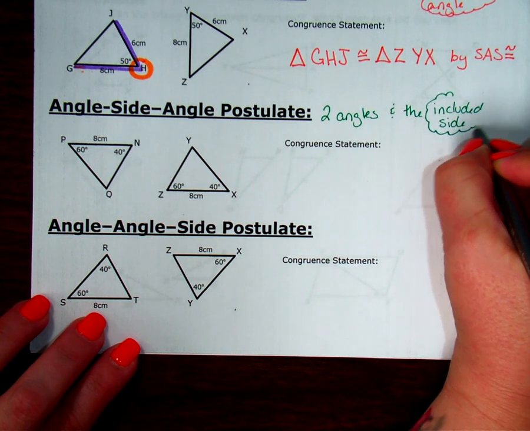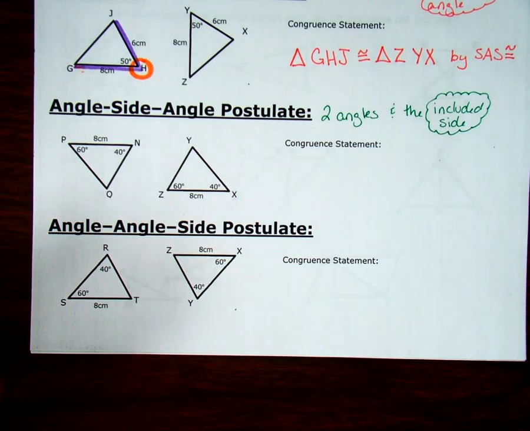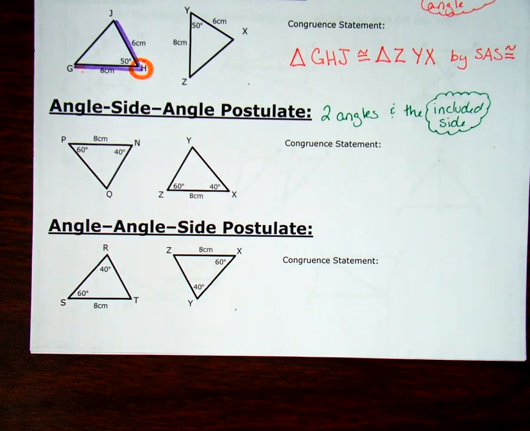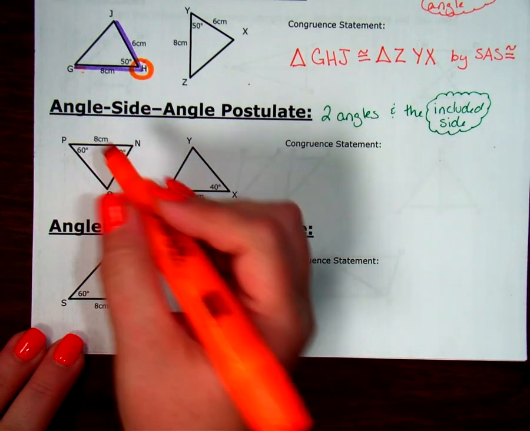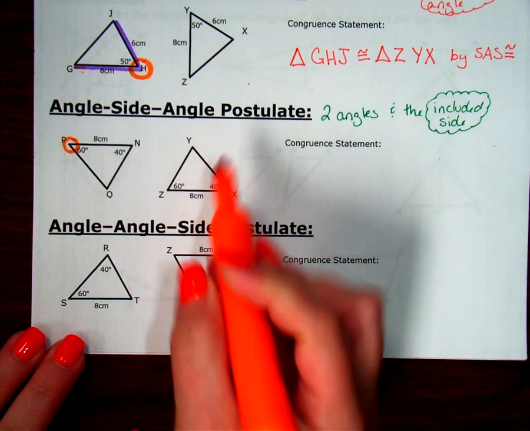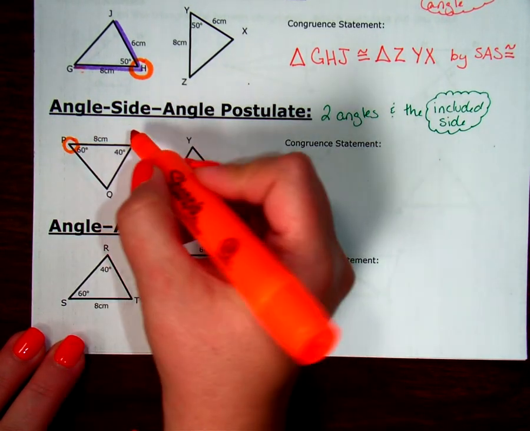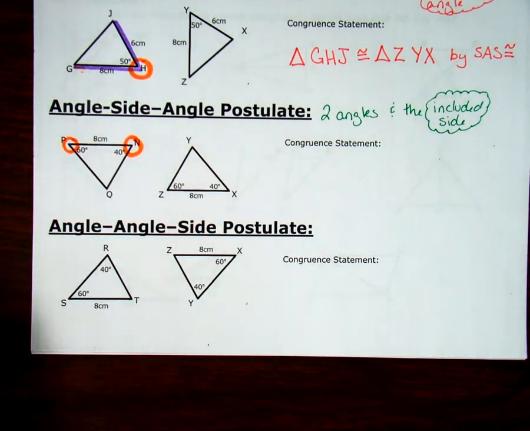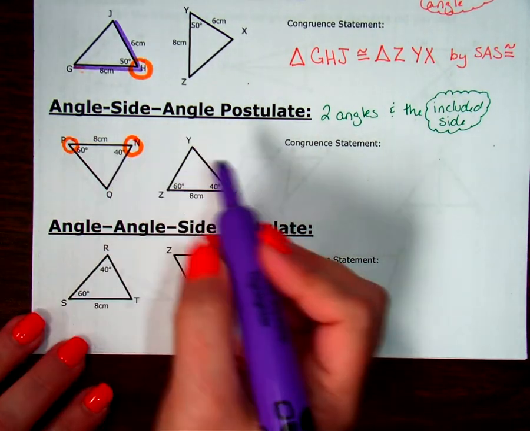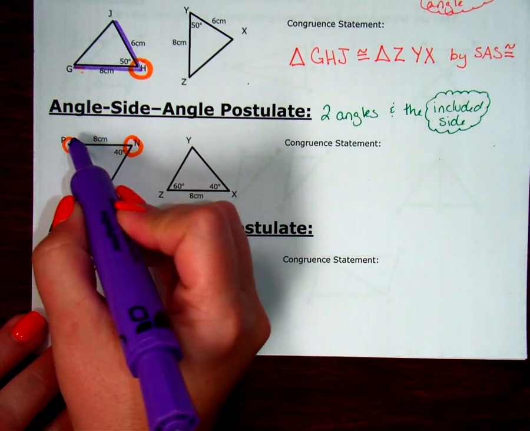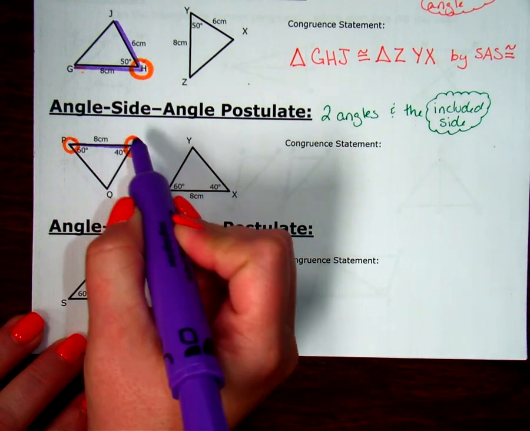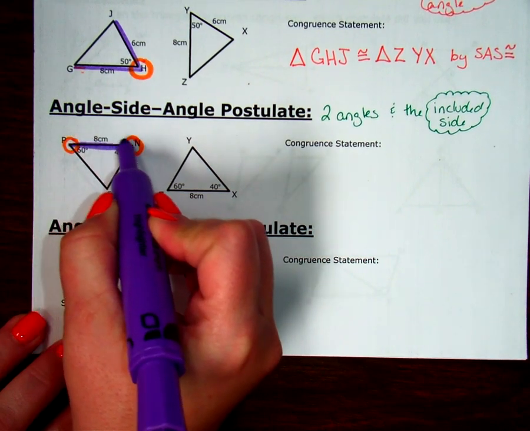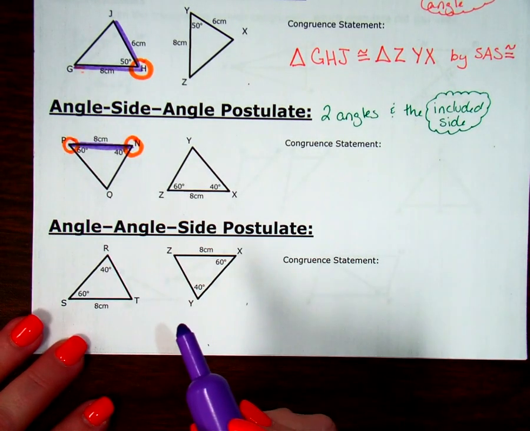So last time we looked at an included angle, this time we're going to look at an included side. So when I look at my angles, I can see I have P is 60 degrees and it matches with Z. N is 40 degrees and that matches with X. And then I have a side that touches, it's included in both angles. It touches both the 60 and it touches the 40. So it's included in both angles.